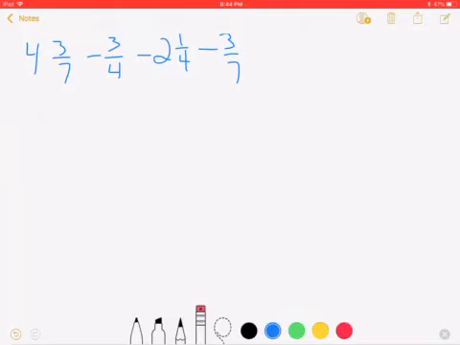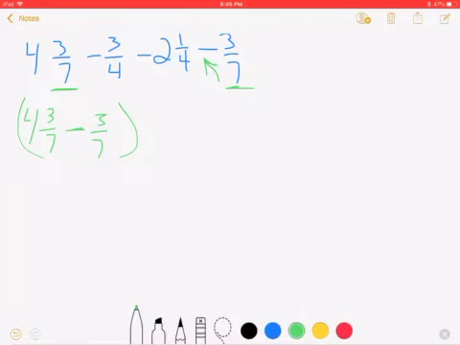Now we want to try to group fractions that have common denominators. I see a 7 here and a 7 here. So let me write those two together: 4 3/7. Now I'm going to take the symbol right before the second fraction, minus 3/7. Now that's grouped together. And then let me bring everything else back down. I'll bring this down and I'll bring that down. Minus 3/4. And then we'll subtract another 2 1/4.